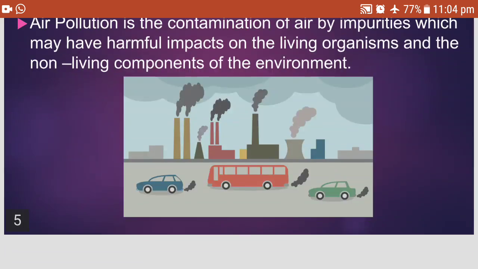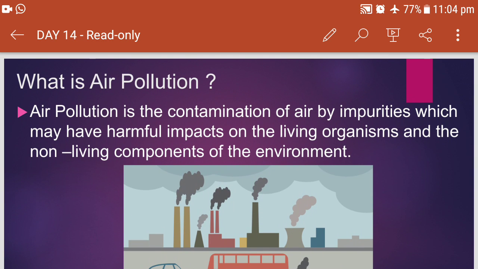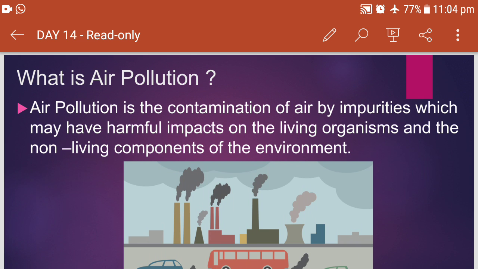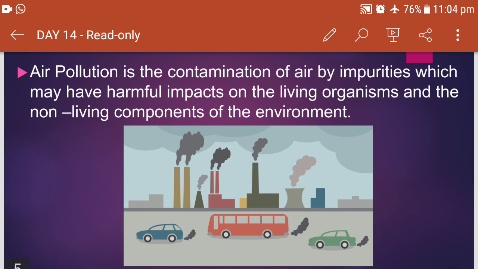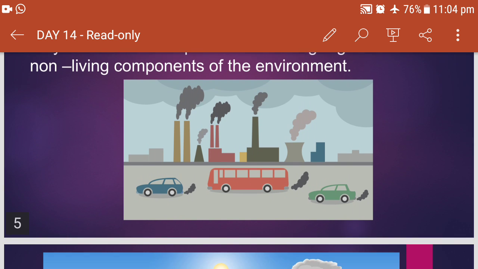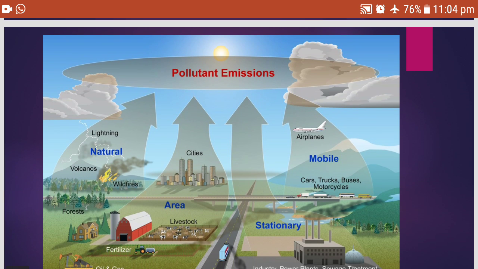Now coming to what is air pollution. Air pollution is the contamination of air by impurities which may have harmful impacts on the living organisms and the non-living components of the environment. Yes. So whenever the air becomes contaminated with impurities, it will have a harmful effect on the living and the non-living components. So you know, air pollution, in lower classes we have studied, is due to the industries, factories and automobiles and many other things that we will deal with now.